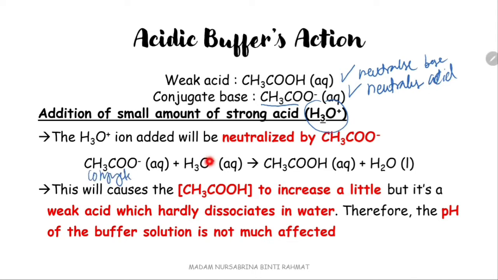Okay, so the conjugate base will neutralize our added H3O+ from the strong acid. So it will become CH3COOH, which is our weak acid, plus water. We can see that we are using our conjugate base, whereas we are producing our weak acid in the reaction. So the concentration of the weak acid increases a little, due to the neutralization reaction that takes place between our conjugate base and the acid added.